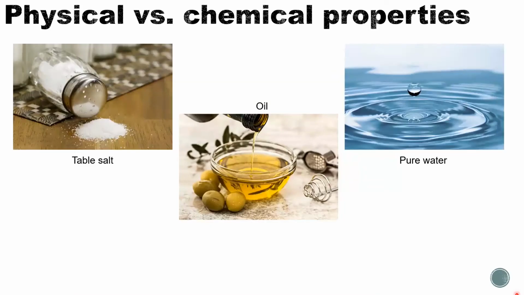First, what are physical and chemical properties? Now we have three different substances: table salt, oil, and pure water. How can you tell them apart?